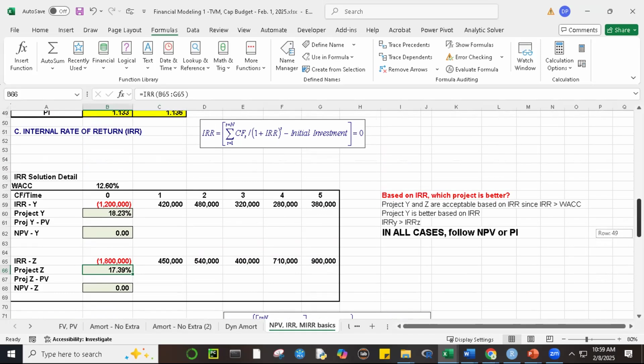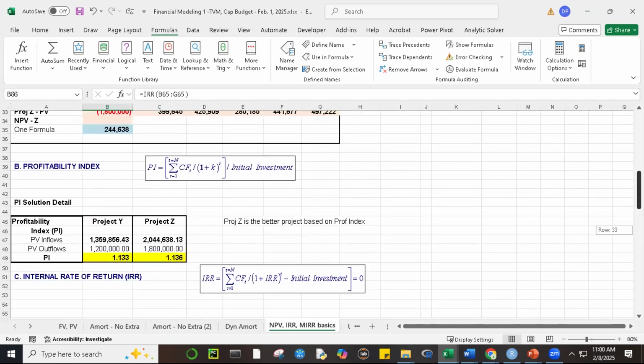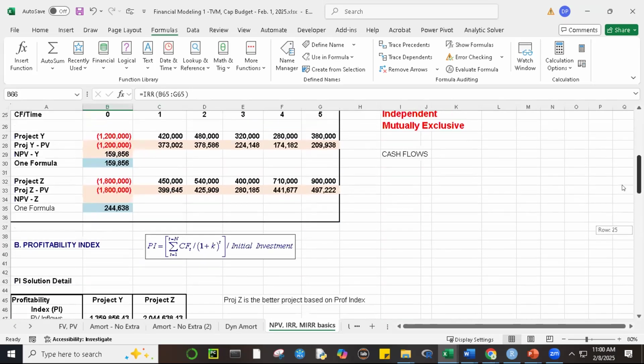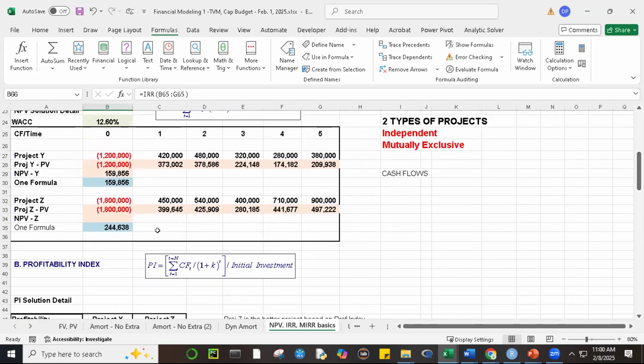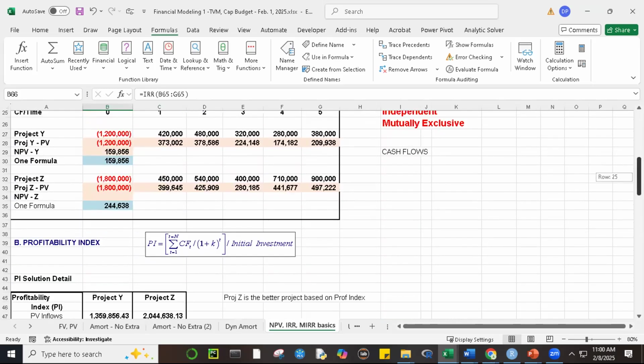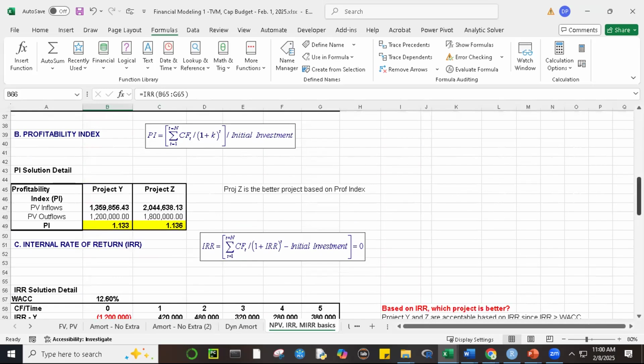Now, however, in this case, project Y's IRR is higher than project Z. Okay, 18.23 and then 17.39. So project Y, technically, since it has a higher internal rate of return, is preferred over project Z. However, in this case, for NPV, project Z is better, having higher NPVs, and even in the profitability index, it's also project Z.